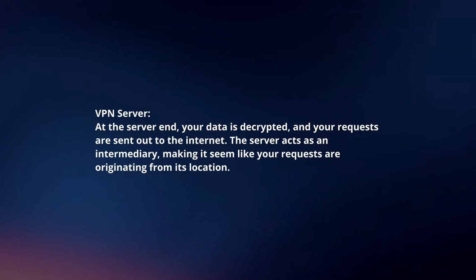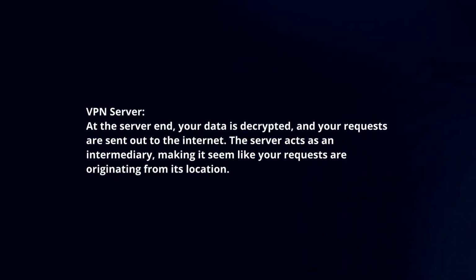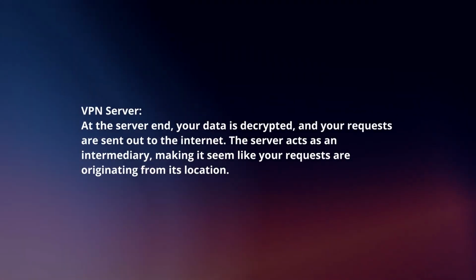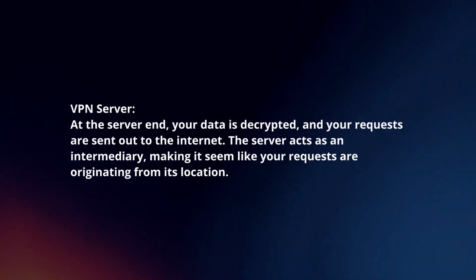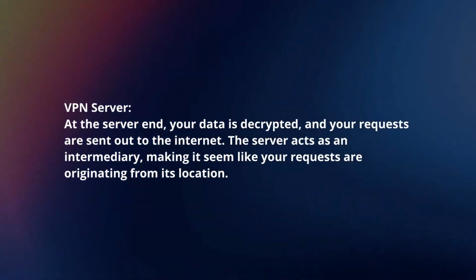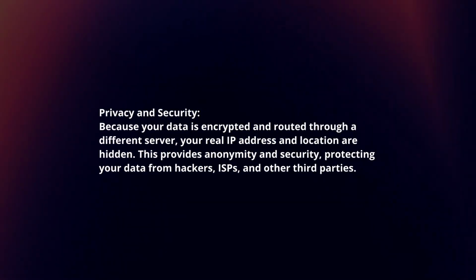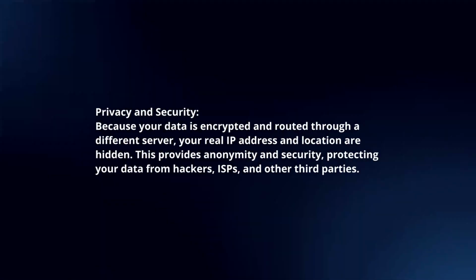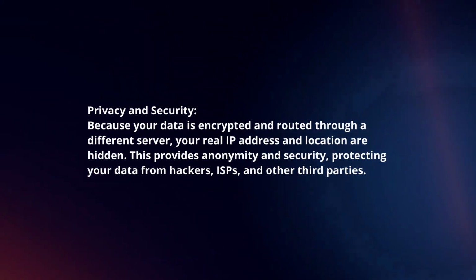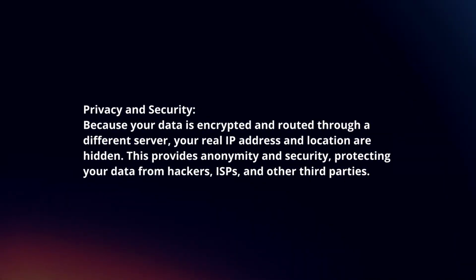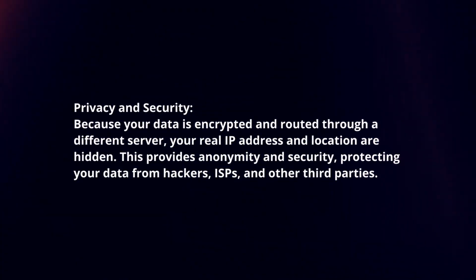VPN server. At the server end, your data is decrypted and your requests are sent out to the internet. The server acts as an intermediary, making it seem like your requests are originating from its location. Privacy and security. Because your data is encrypted and routed through a different server, your real IP address and location are hidden. This provides anonymity and security, protecting your data from hackers, ISPs, and other third parties.